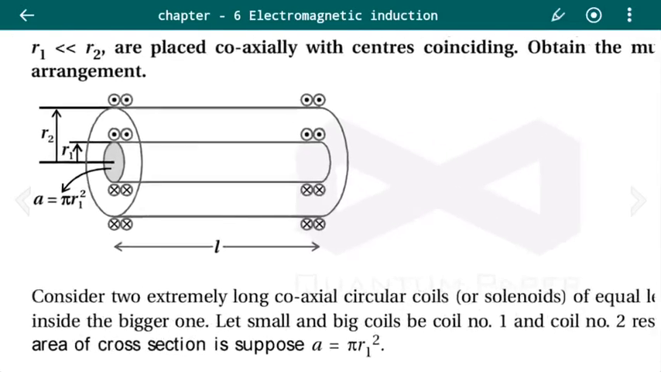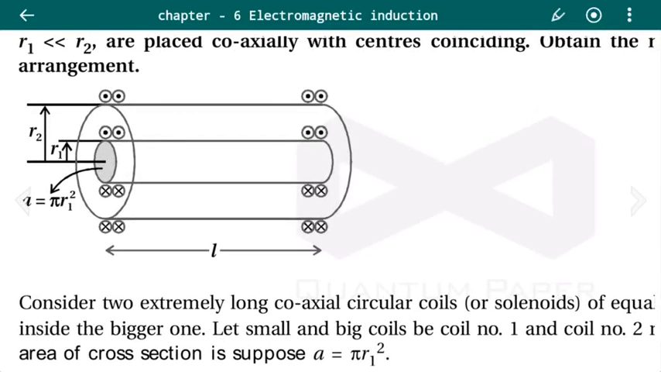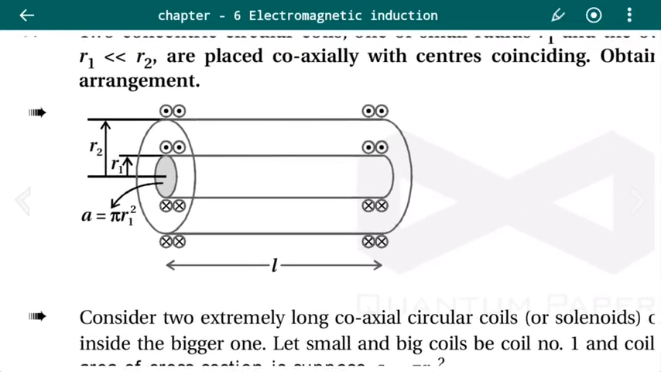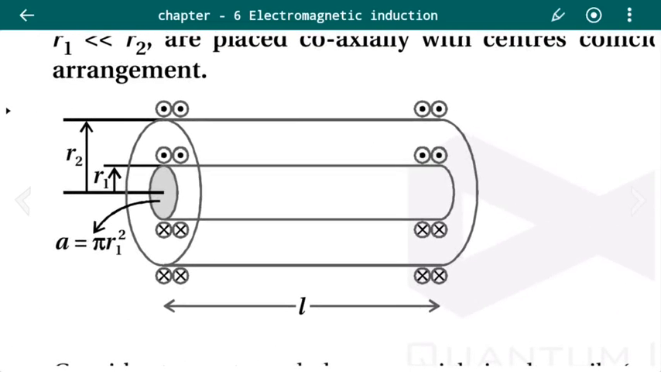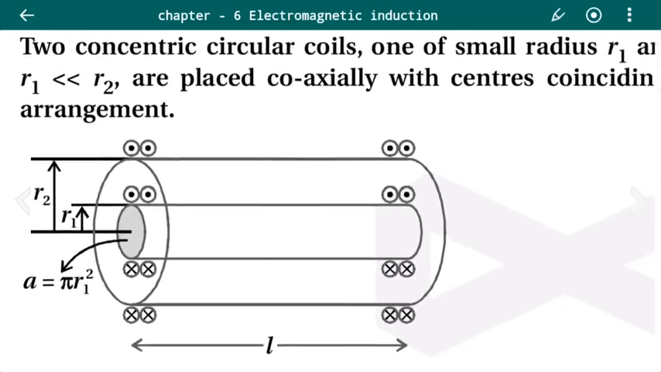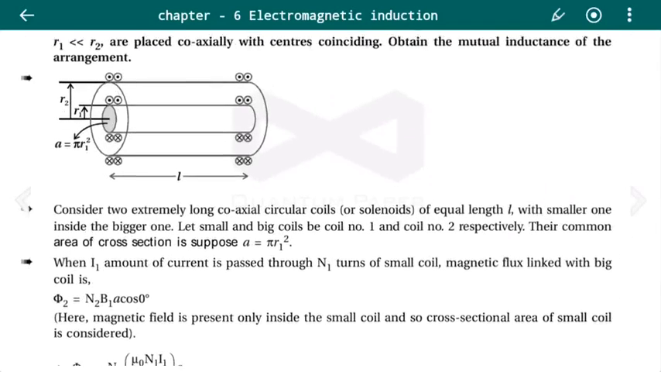So here there are two solenoids which are coaxial, that means the center of both the solenoids is the same, having the same axis. The radius of the smaller solenoid is r1 and that of the greater is r2. We need to find the mutual inductance over here.